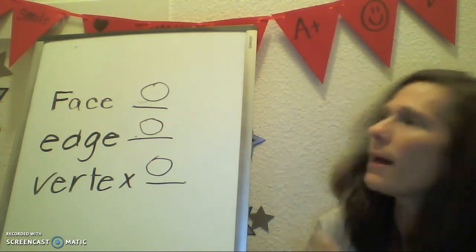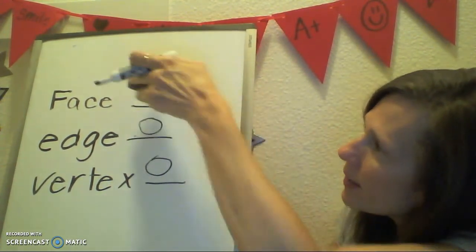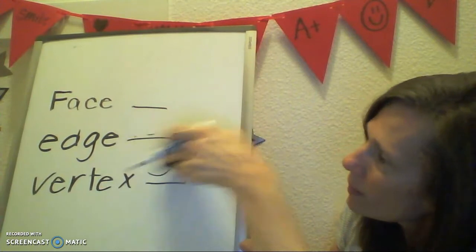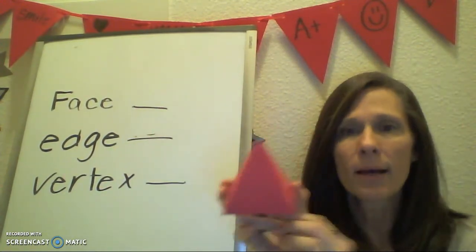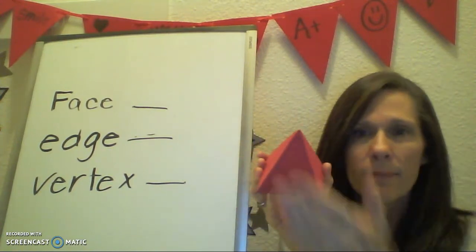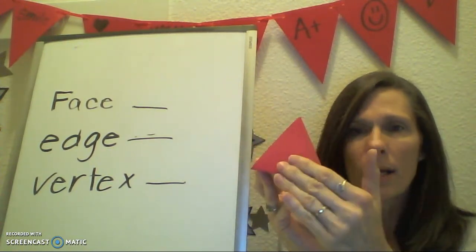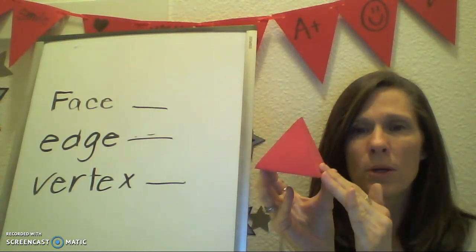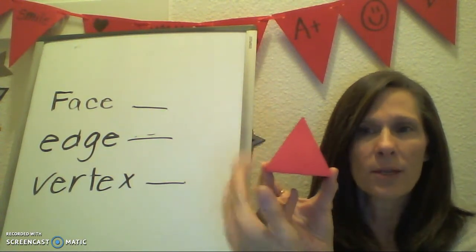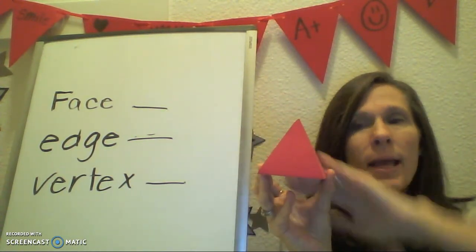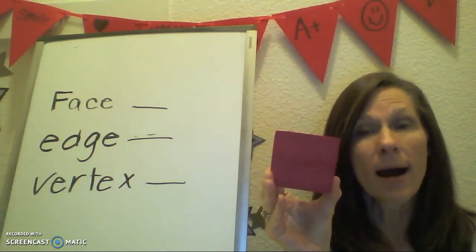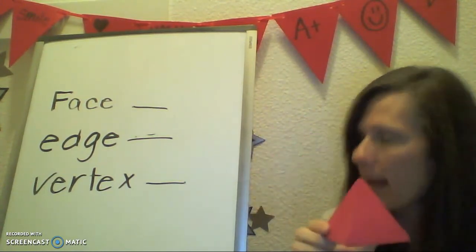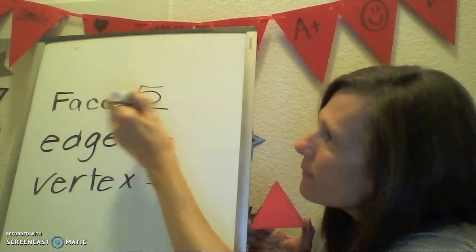All right, let's go ahead and look at the pyramid. So here we go. Let's count out the faces, right? So 1, 2, 3, don't forget the one on the back, 4, and also the one on the bottom, right? 5. So the pyramid has 5 faces.